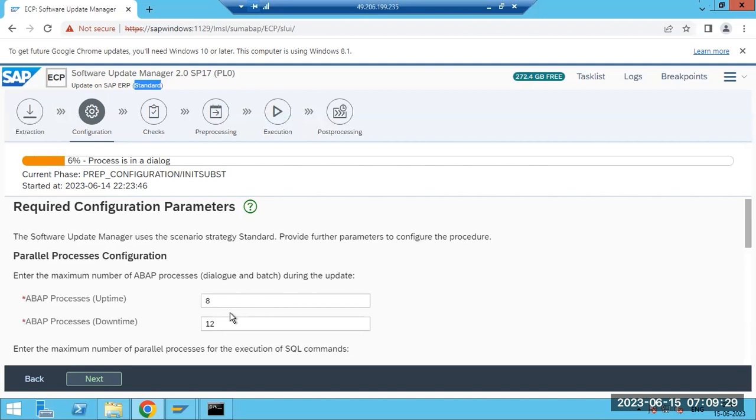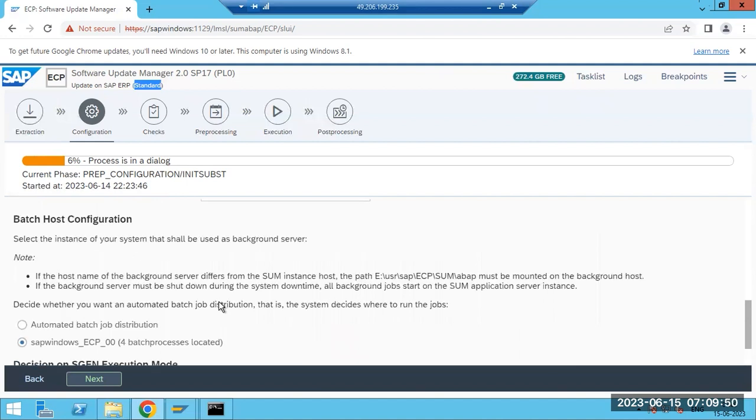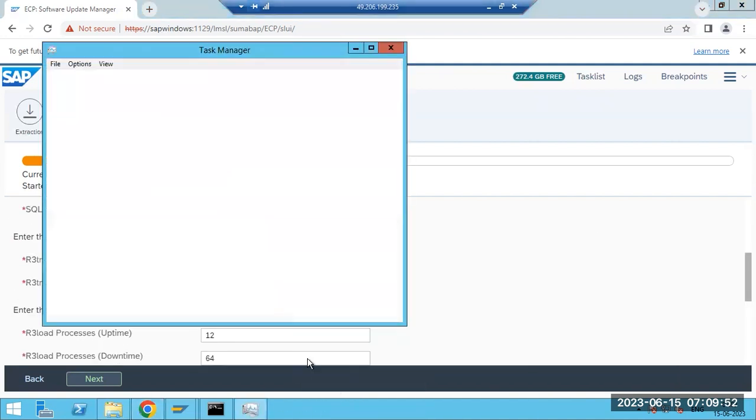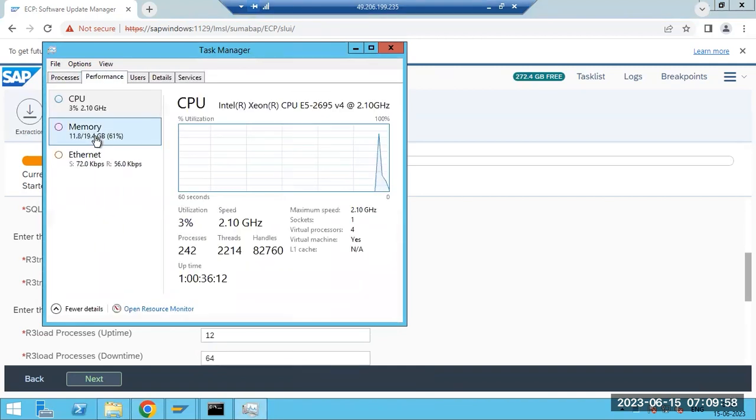Half the percentage. If it is 8 hours downtime with 8 processes, then with 16 processes it is 4 hours downtime, right? The downtime is reduced because we keep on increasing the processes. But if you keep on increasing, we need to check our CPU resources also: how many CPUs, what is the memory utilization, how many sockets and how many CPU processors we have. We need to check these things as well.